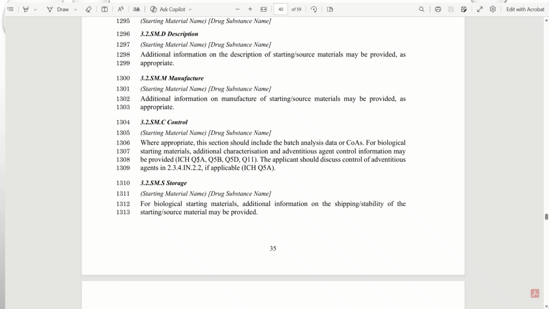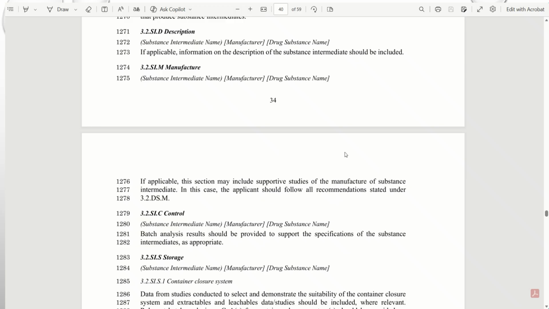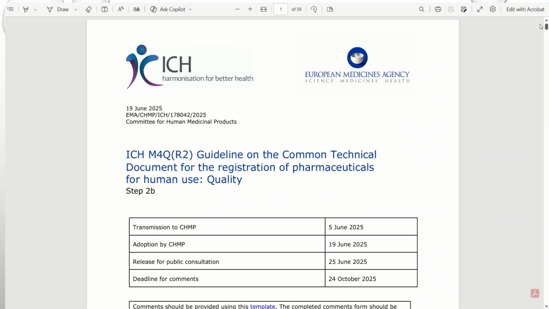So this is the control. Is this something different? Manufacture, additional information on manufacturing, starting materials may be provided as appropriate. So you just have to be very careful, I think, when you're putting together these dossiers to make sure that the information goes in the right section. I think I might put together a template, a checklist, and put that on my website with regards to when you're preparing each document, what goes into what sections.